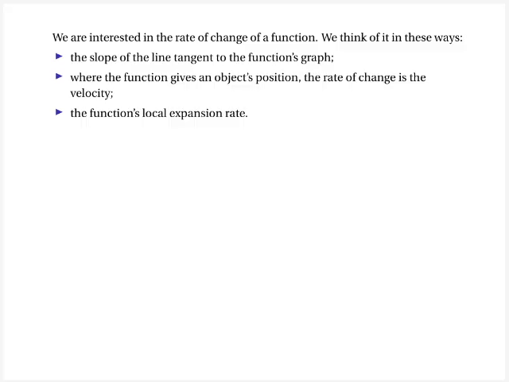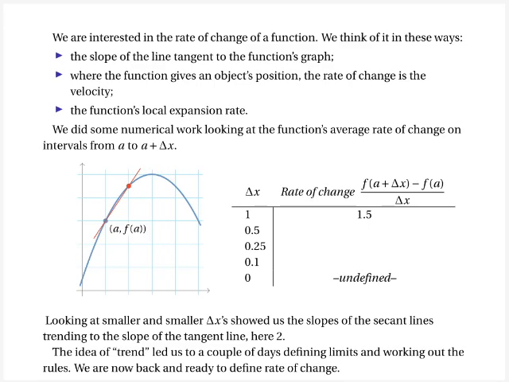And finally, we talked about the function's local expansion rate that we'll talk about soon enough in the upcoming chapter. So we have some sense that it all has some meaning. I want to focus in particular on the slope of the line tangent to the function's graph. It's not the only meaning of what we're doing today, but it's the one that you run across most often.